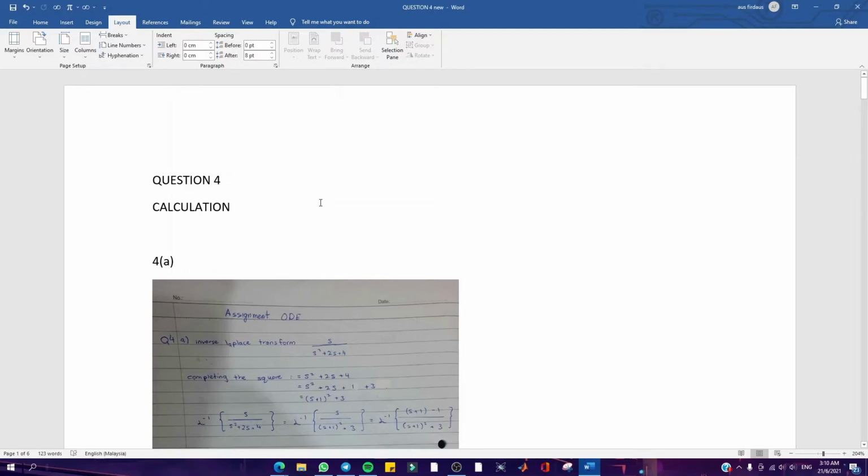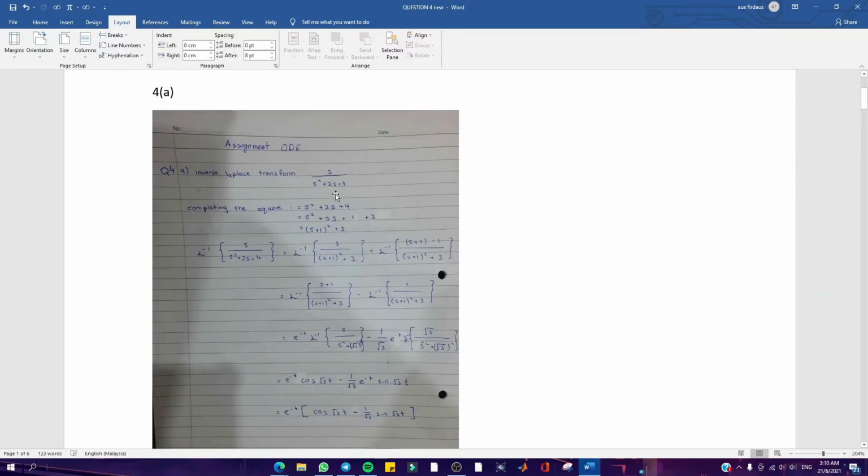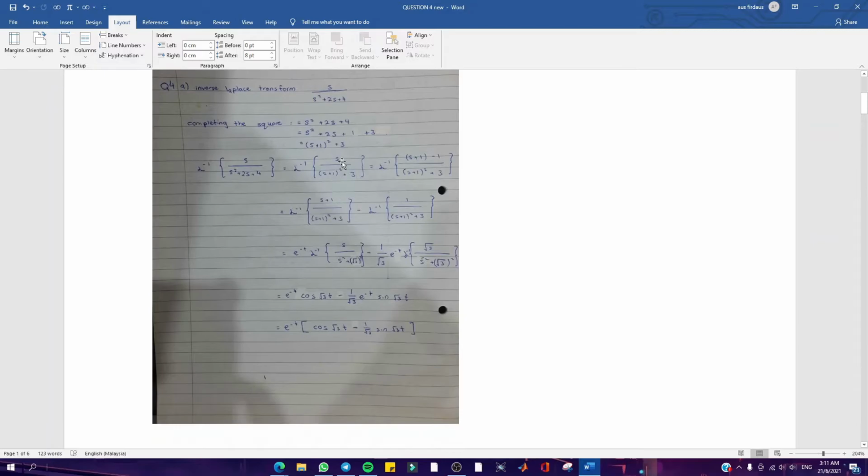Question 4a. We do further calculation. For question 4a, we need to do the inverse Laplace transform for s over s squared plus 2s plus 4. For the denominator, we complete the square, and we get (s plus 1) squared plus 3.